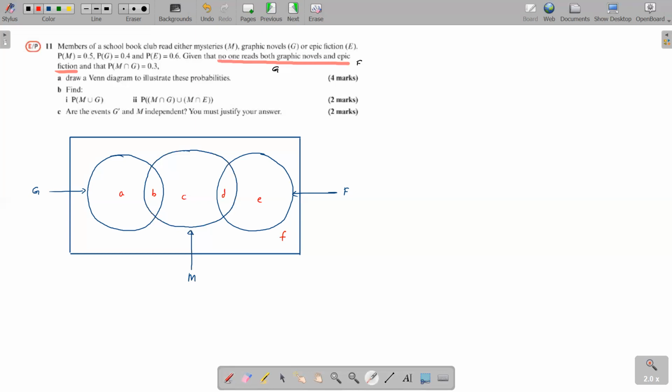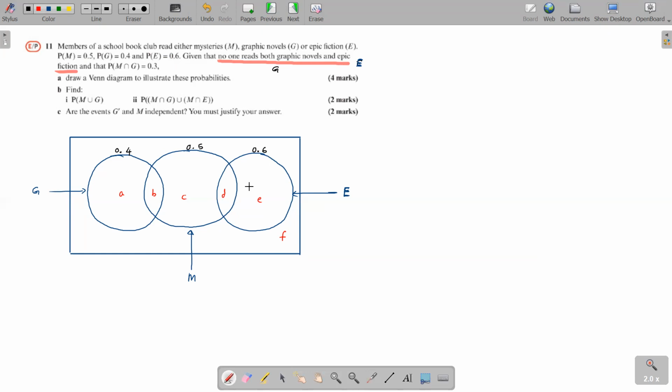And then let's mark all the probabilities. Probability of mysteries is 0.5. That should come at the top of circle M. And probability G is 0.4, so this should come at the top of this circle. And probability E is 0.6. What is E? Epic fiction. Sorry, I need to name this circle E. So the circle name is E and probability E is 0.6, which comes at the top of this circle.